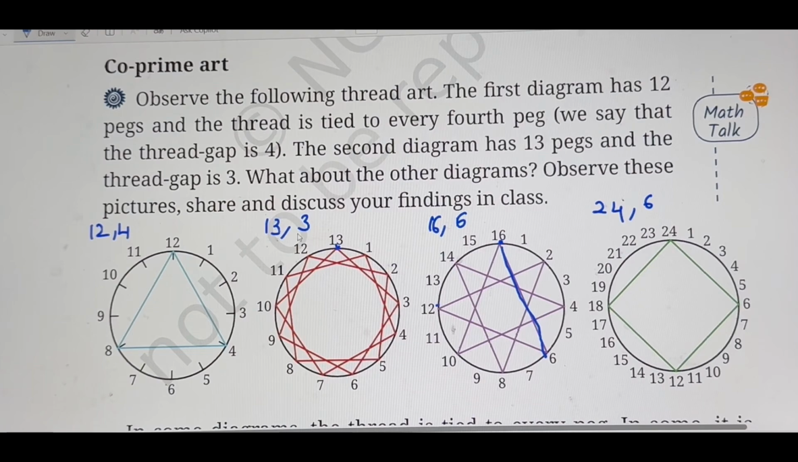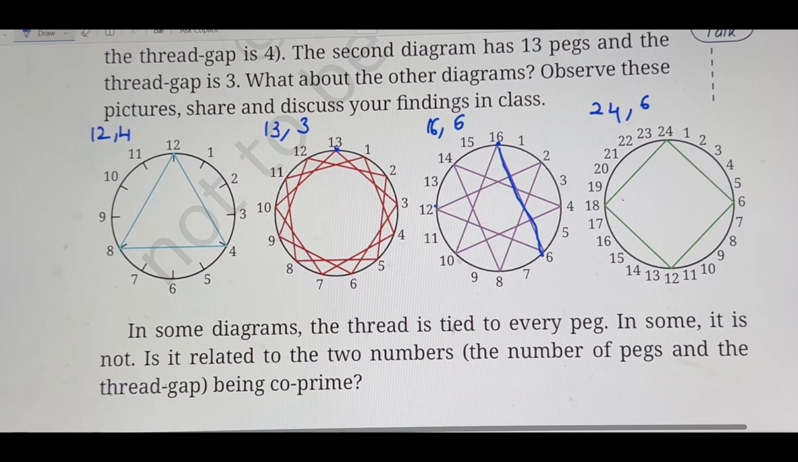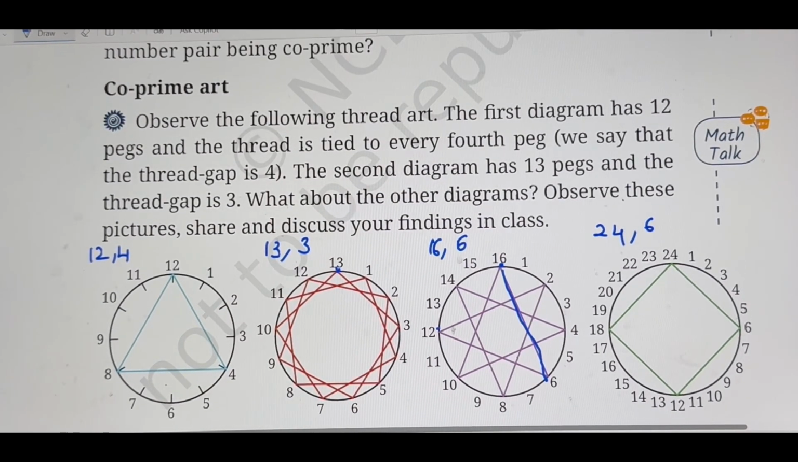Observe the pictures and share and discuss your findings. So what do you understand here? You can see in some diagrams the thread is tied to every peg and in some it is not. Is it related to the two numbers, the number of pegs and the thread gap, being coprime? Let us go back to the diagram. What is the relationship? Here, 12 pegs and gap 4. So we come back to 4 in just one round. Here you can see there are many numbers which are left untied.